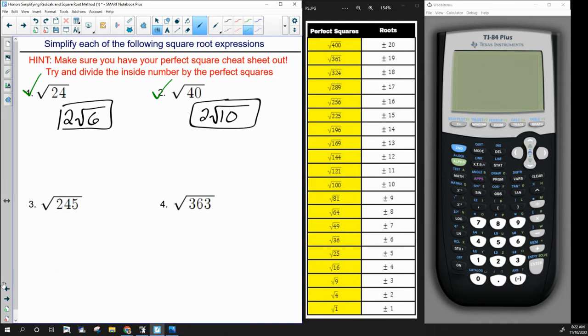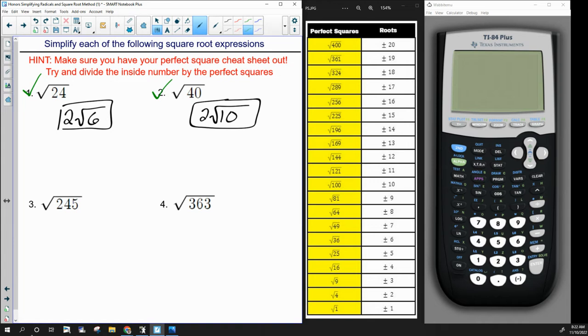So I go down my perfect squares. The first number that is smaller than 245 is 225. So I'm going to have to start at my biggest one, 225, and work my way down my list and see what I can divide 245 by. Now there's a lot to check, isn't there? It's a lot to check. And eventually you'll get good and be able to kind of tell. But for now, we're just going to start checking them.